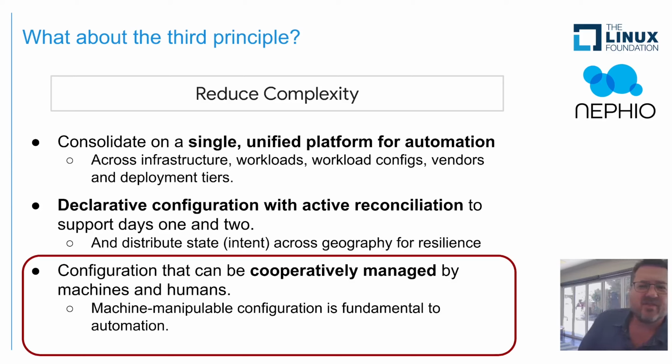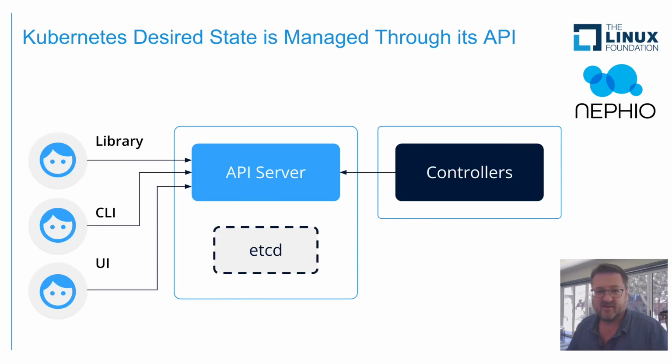So that leaves us with the third one. What do we mean by this cooperatively managed machine by machines and humans? To understand this a little bit more, I'm going to talk in a little more detail about how Kubernetes works.